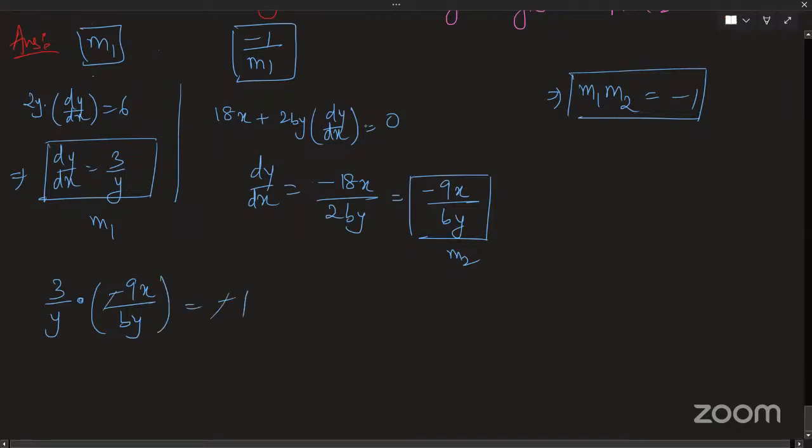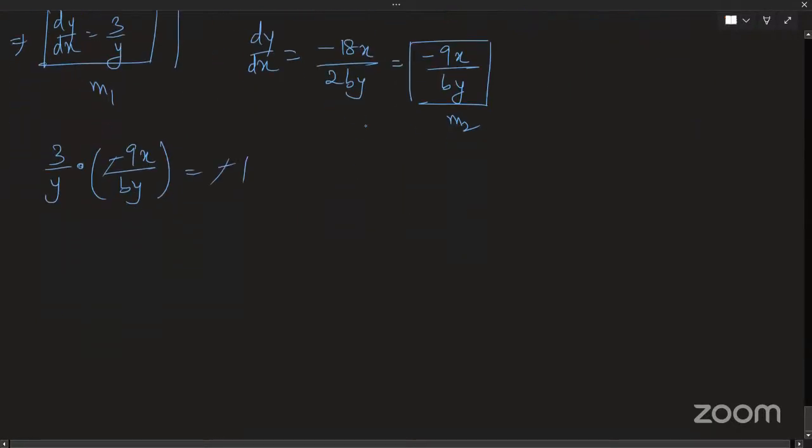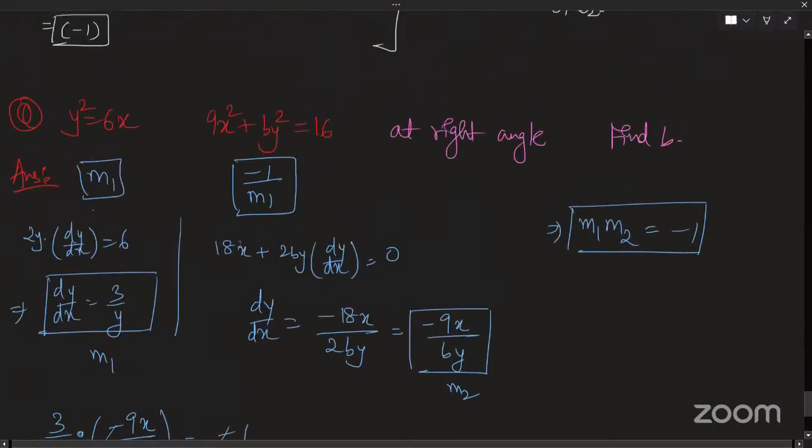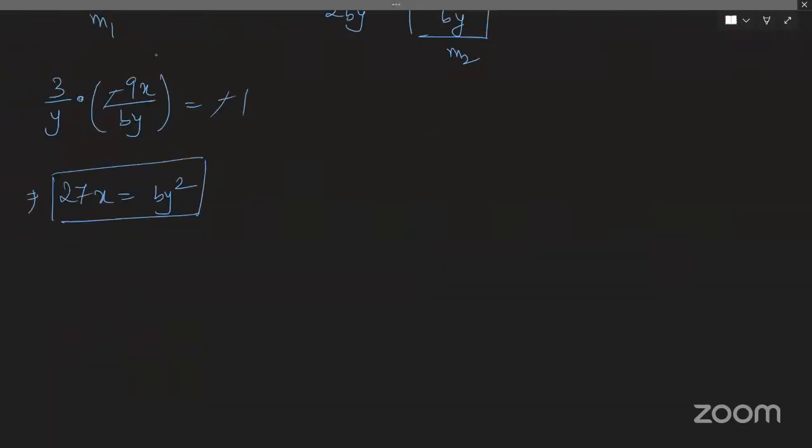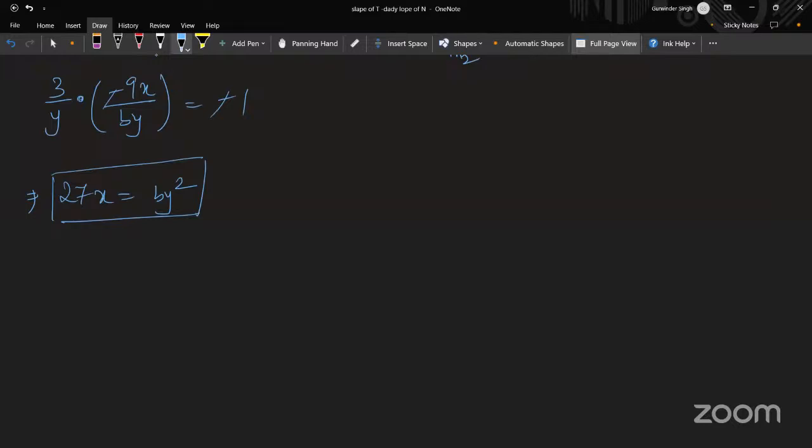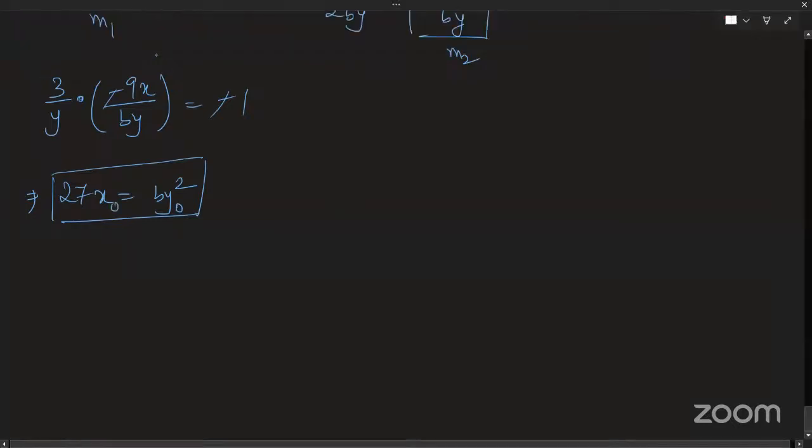So this minus minus gets cancelled. So 27x is equal to by square. At the intersection point, by square is equal to 27 times of x. Now let us think how we can calculate it. For the ease of calculation, I'll call the intersection point as x naught comma y naught, so that we don't get confused.